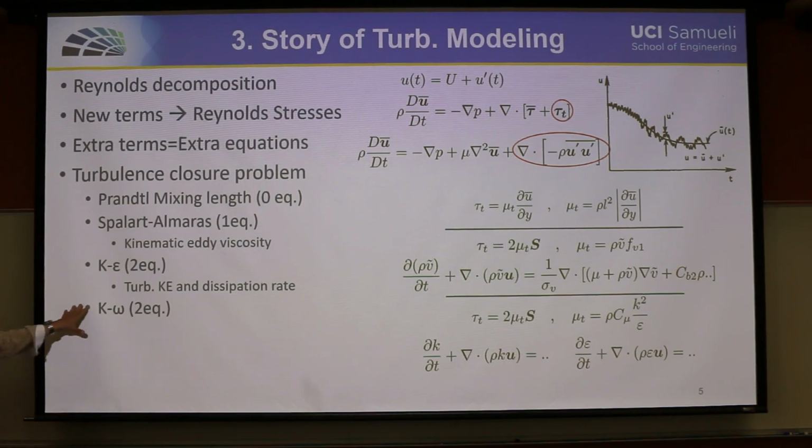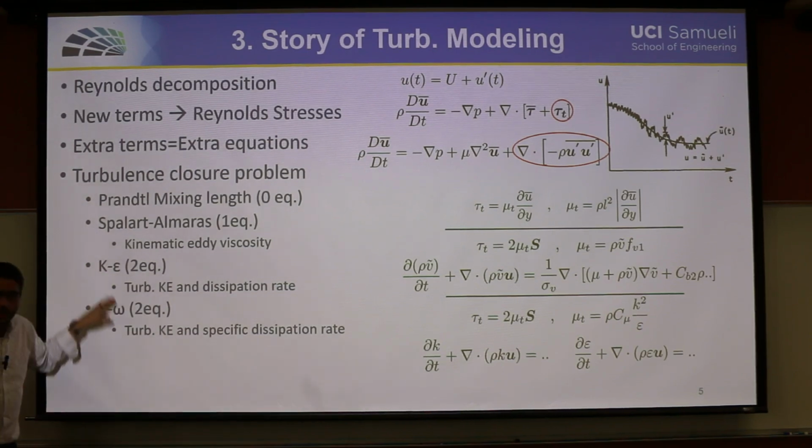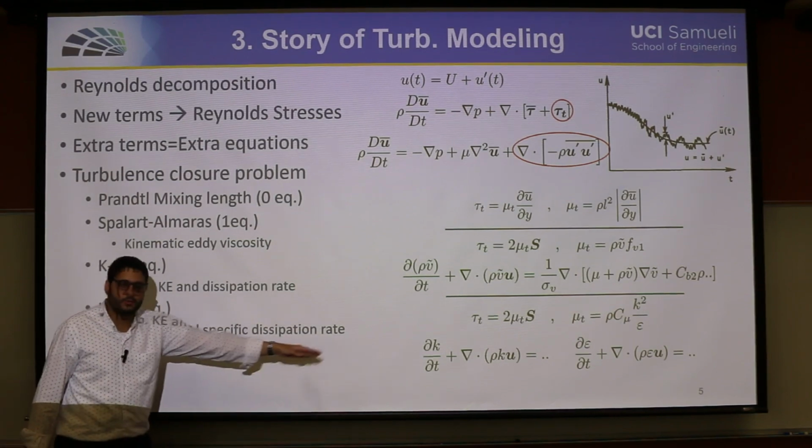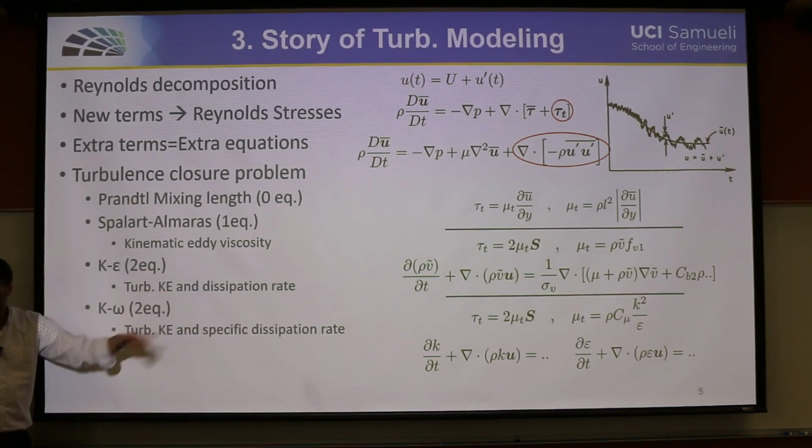And it has some good things and bad things. And the difference between the K epsilon and the K omega is that they just relied on the specific dissipation rate, which is omega, instead of the dissipation rate itself. And by the way, the list goes on.